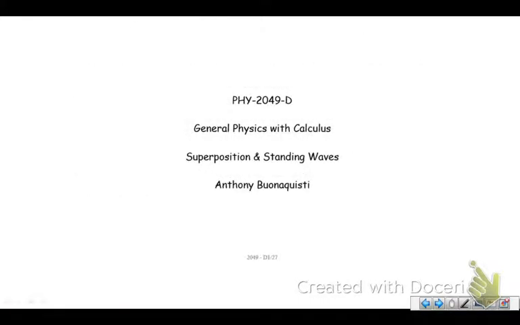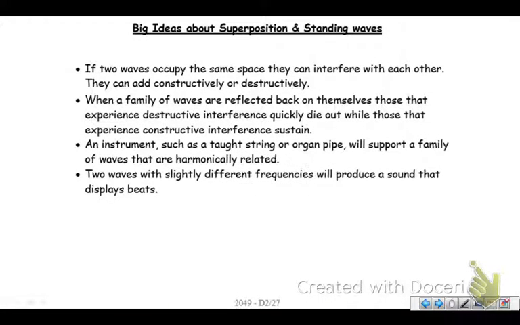So we're going to talk about the superposition of standing waves. And we're going to talk about situations where, for instance, two waves occupy the same space and they can interfere with each other. So basically you get crest adding with crest, or trough adding with trough, or you get crest with a trough and trough with a crest. So we get constructive interference and destructive interference.